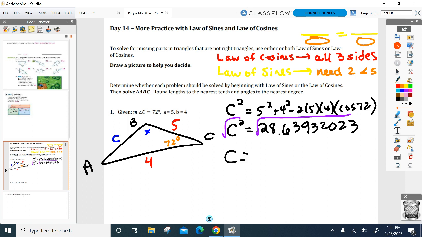And I have one more comment to make to watch out for now that we're doing these multi-part problems.